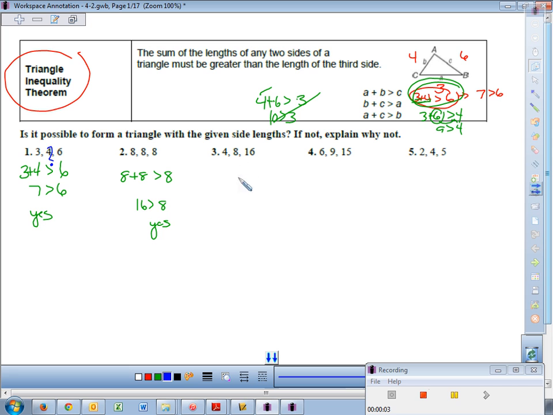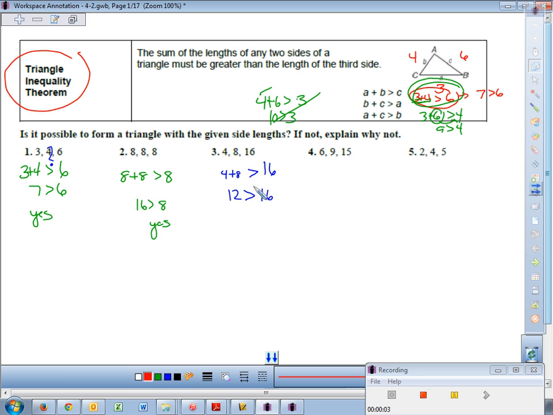Next one. What are the two smallest sides? Don't always assume it's the first two numbers listed, right? You got to really check to see which ones are the two smallest. So we'll take 4 and 8 and add them together and see if that's greater than the third side, which is 16, correct? What's 4 plus 8? That's 12. Is 12 greater than 16? Yes or no? So we got to do this.